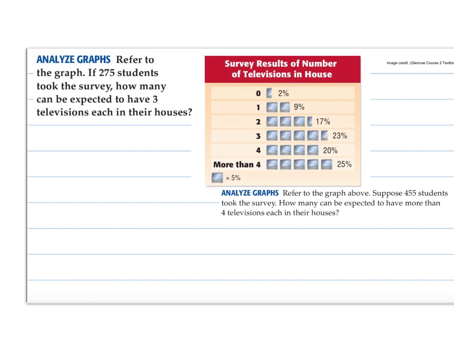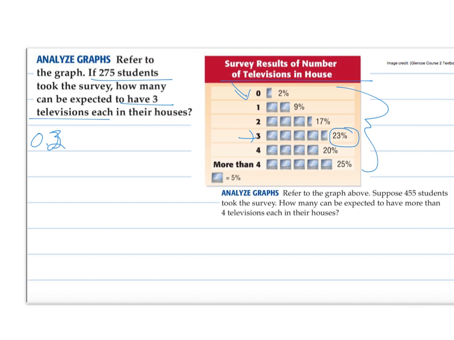So referring to this chart or graph, if 275 students took a survey, how many would be expected to have 3 televisions in their home? So based on this, the number of televisions in a home and the percent of people that responded, we're looking for 3. So what we notice is that 23% of students have 3 televisions in their homes.